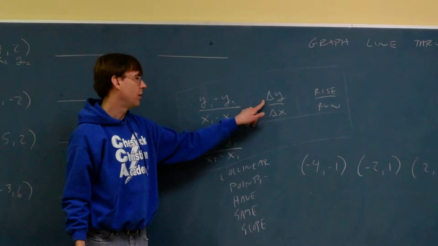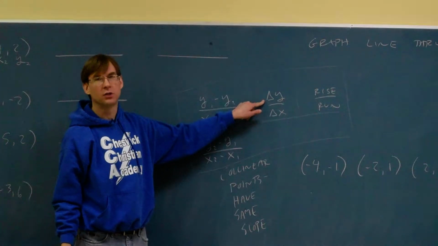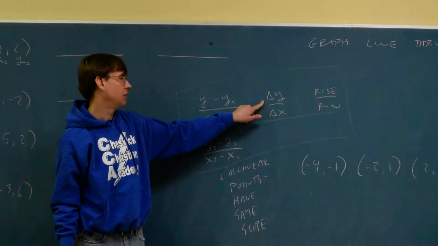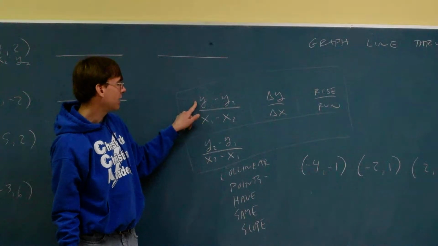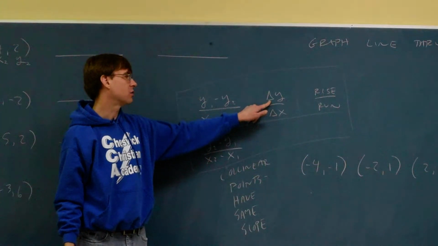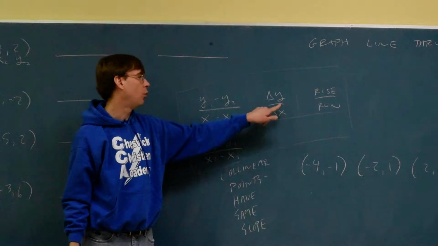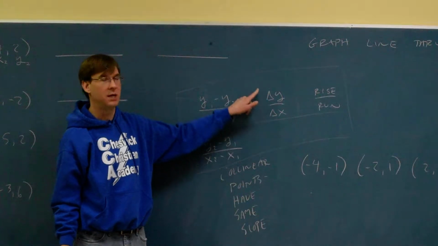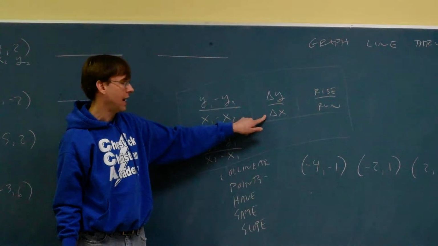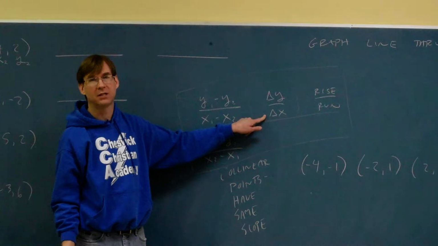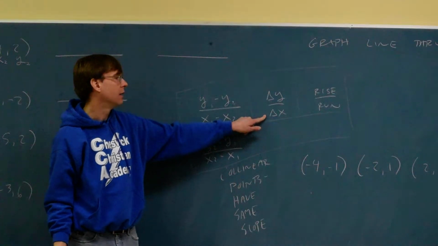Another symbol that's good to know is the Greek letter delta, which is a triangle. That just means change in. So instead of writing a subtracting problem, you can just write this triangle symbol that's read delta y over delta x. It means the change in y over the change in x. And anytime you want to figure out how much something changed, you're just subtracting.